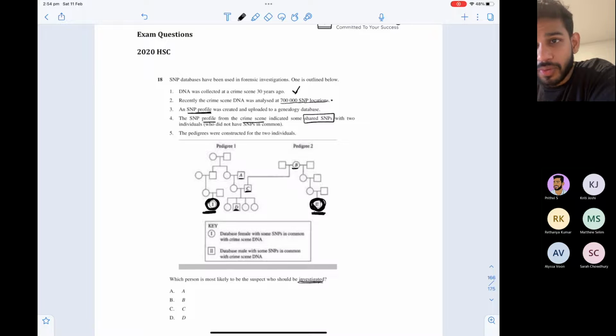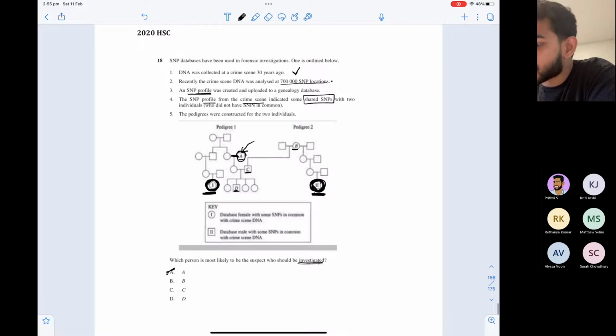No. They're literally married into the family, right? This is a complete stranger who came out of nowhere and just married into the family. So straight away we can cancel A out. Make sense to everyone? How would a complete stranger A have shared SNPs with person 1? Makes no sense. They must be blood related or genetically related to have shared SNPs.